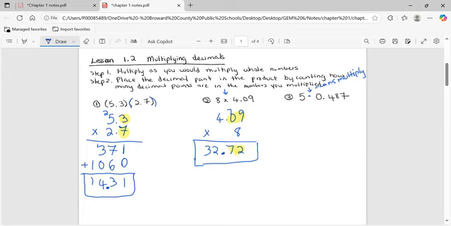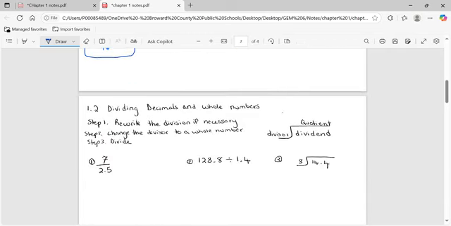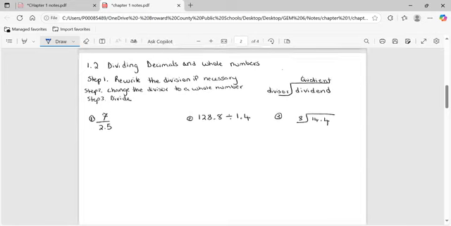All right, now that you've tried number 3, you should have had 0.487, and we multiplied that by 5. And so we would have had 35, 5, and carry the 3. 5 times 8 is 40 plus 3, 43, so 3 carry the 4. 5 times 4 is 20 plus 4, that's 24. And then decimal-wise, there are 3 places. So in my answer, I need 3 places. And so my answer is 2.435. All right, now let's go on down to 1.2, the division, dividing decimals and whole numbers.